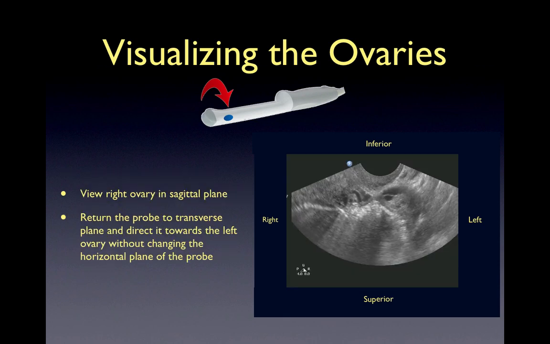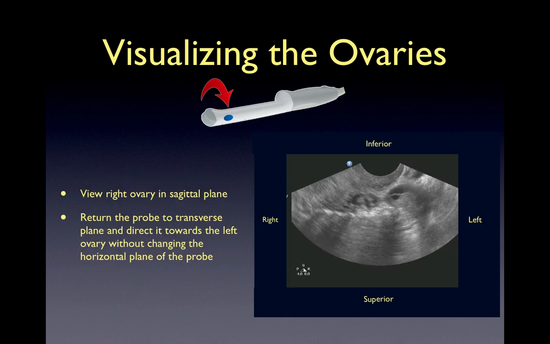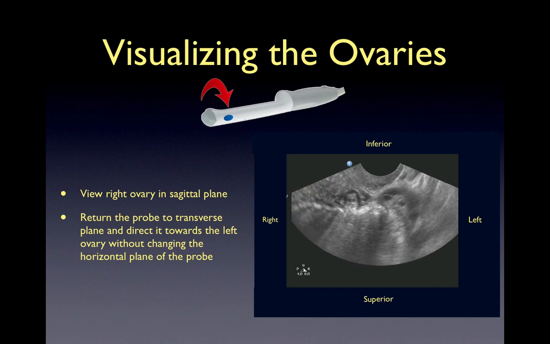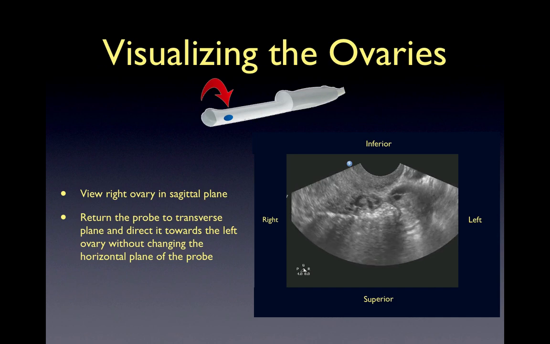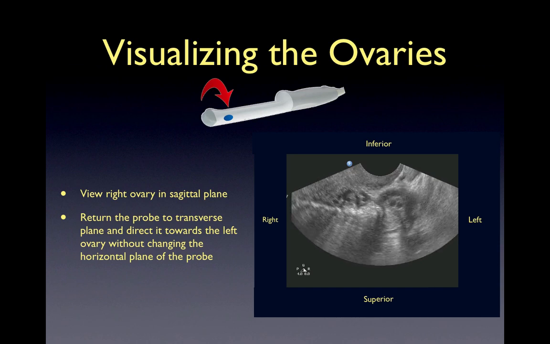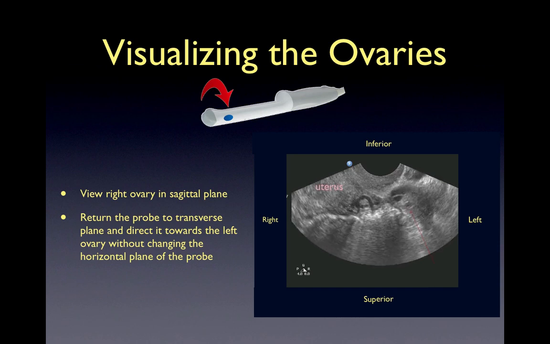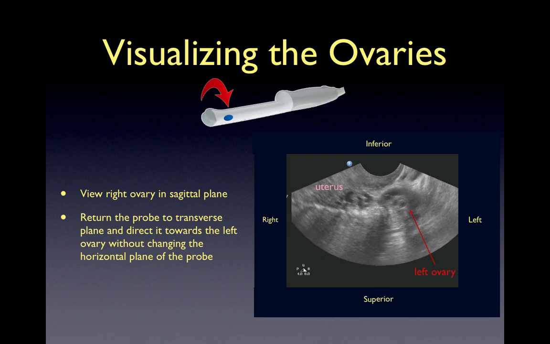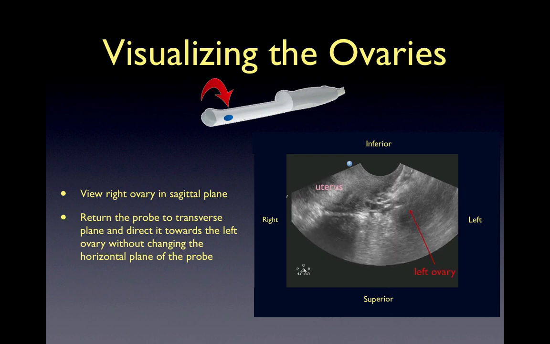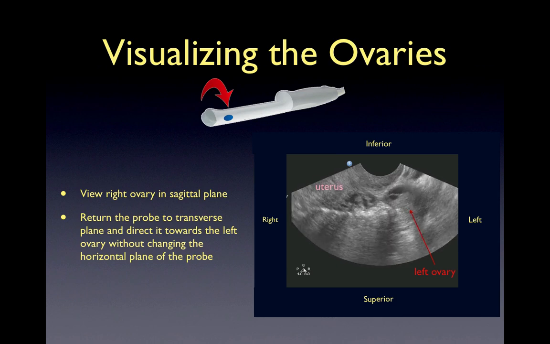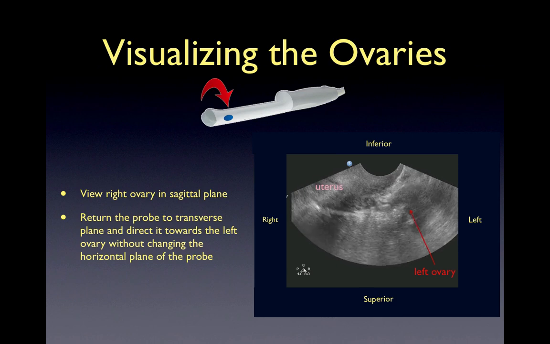Take a look at the right ovary in sagittal view, then return the probe back to a transverse position and without changing the plane of the probe, direct the tip towards the left adnexa. The left ovary is usually found at the same level as the right. Once the tip is in the left adnexa, if you do not see the left ovary, fan the probe anteriorly and posteriorly until it comes into view. Again, make sure you see the left ovary in a sagittal plane as well.